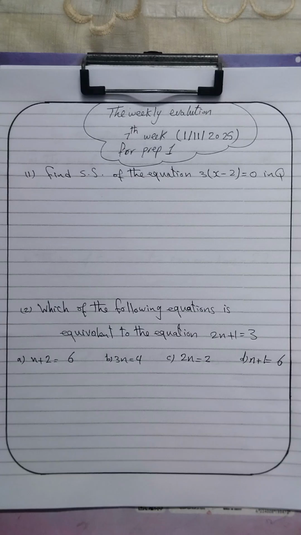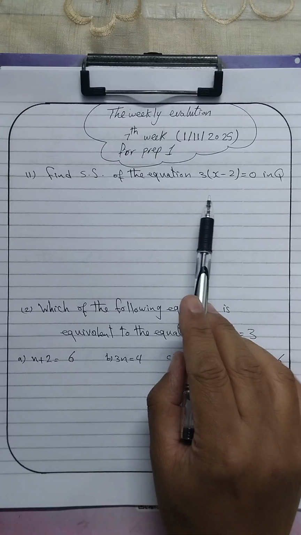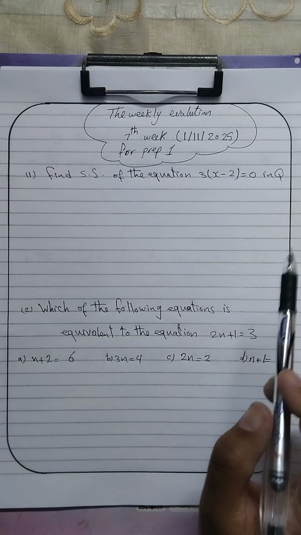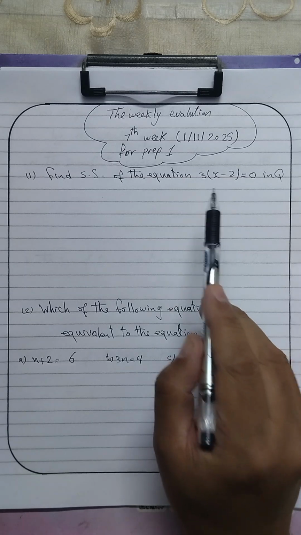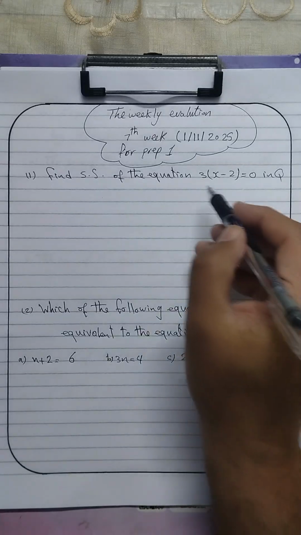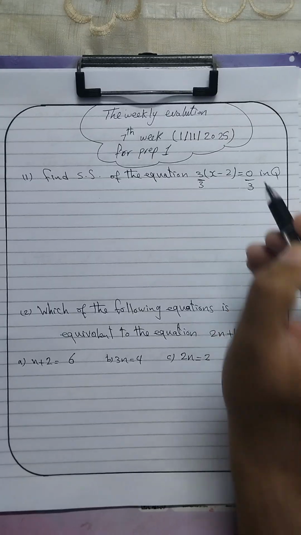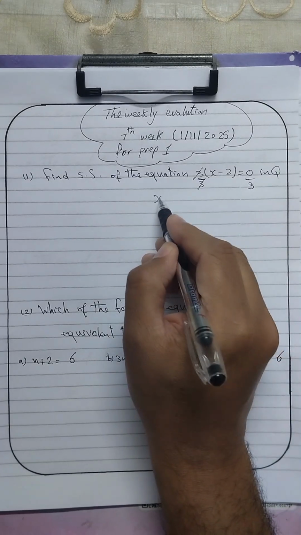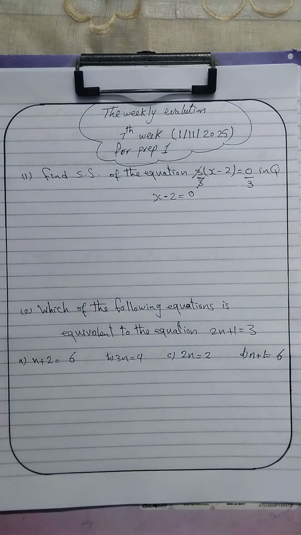And the first question is: find the solution set of the equation 3 times the expression x minus 2 equals 0 in Q. The first step here, we'd like to remove 3. And to remove 3, we should divide both sides by 3. So I divide 3 by 3, and here 0 divided by 3. 3 divided by 3 equals 1, and so I get x minus 2 equals 0 divided by 3 equals 0.